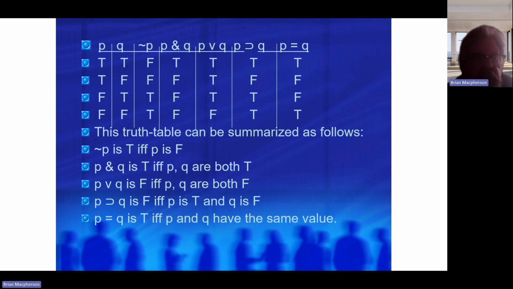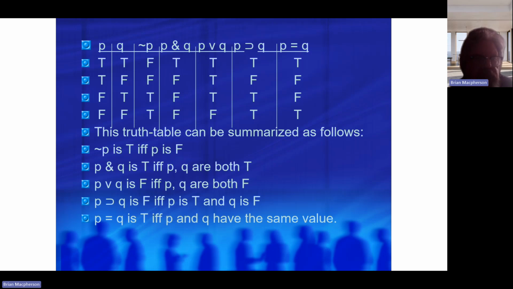And whenever P is false, then not P is true. For P and Q, that means taking P and Q together, both P and Q. Clearly, it's true when both are true. But if either one is false or both are false, then P and Q is false. And so that's this column here in the truth table.